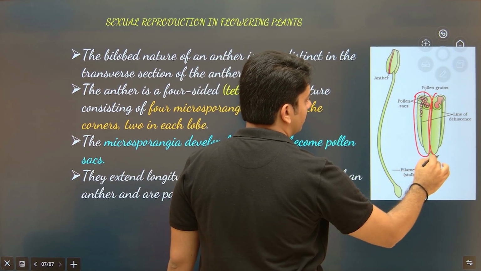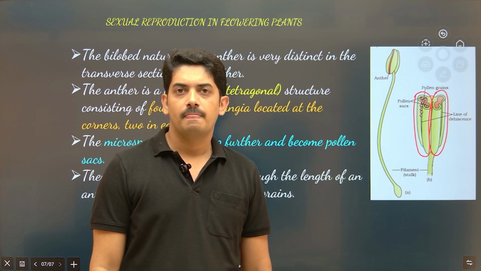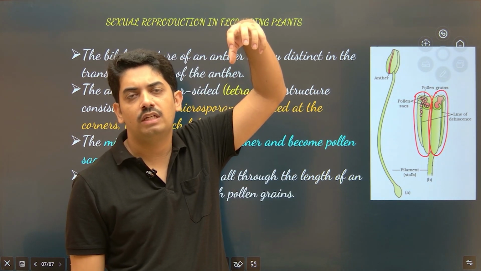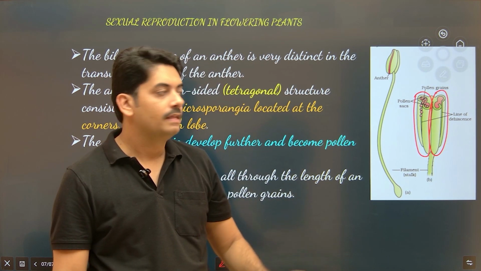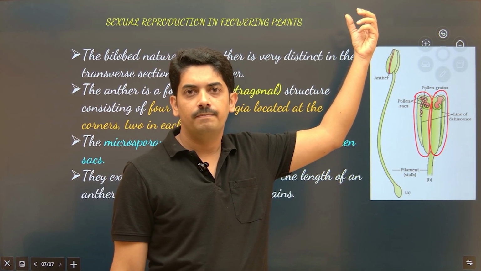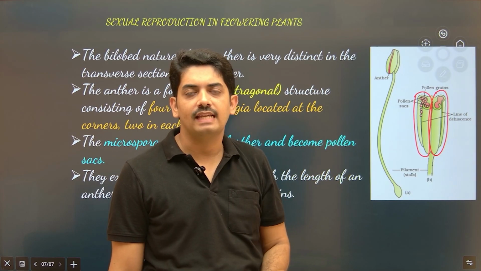It is not confined to one place of the anther. You cannot say it is just present at the base of the anther, or it is located at the tip of the anther, or it is located only in the middle of the anther. Not like that. This microsporangium runs all along the anther. Is it clear? It is present fully inside.